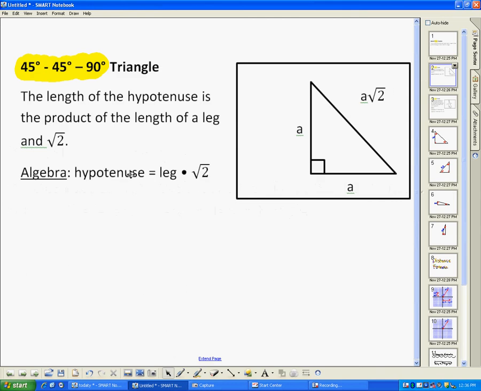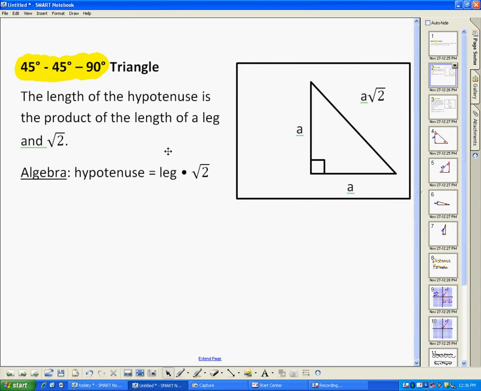Remember, the sum of the angles inside a triangle has to equal 180 degrees. So you've got 1, 2, 3 angles together that need to equal 180 degrees to make a triangle. Well, these are special right triangles. So one of your angles is going to be a right angle, which is 90 degrees. But the other two angles have to be 45 degrees for this rule to work. If one is 46 and the other one's 44, it doesn't work. It has to be 45, 45, and 90.